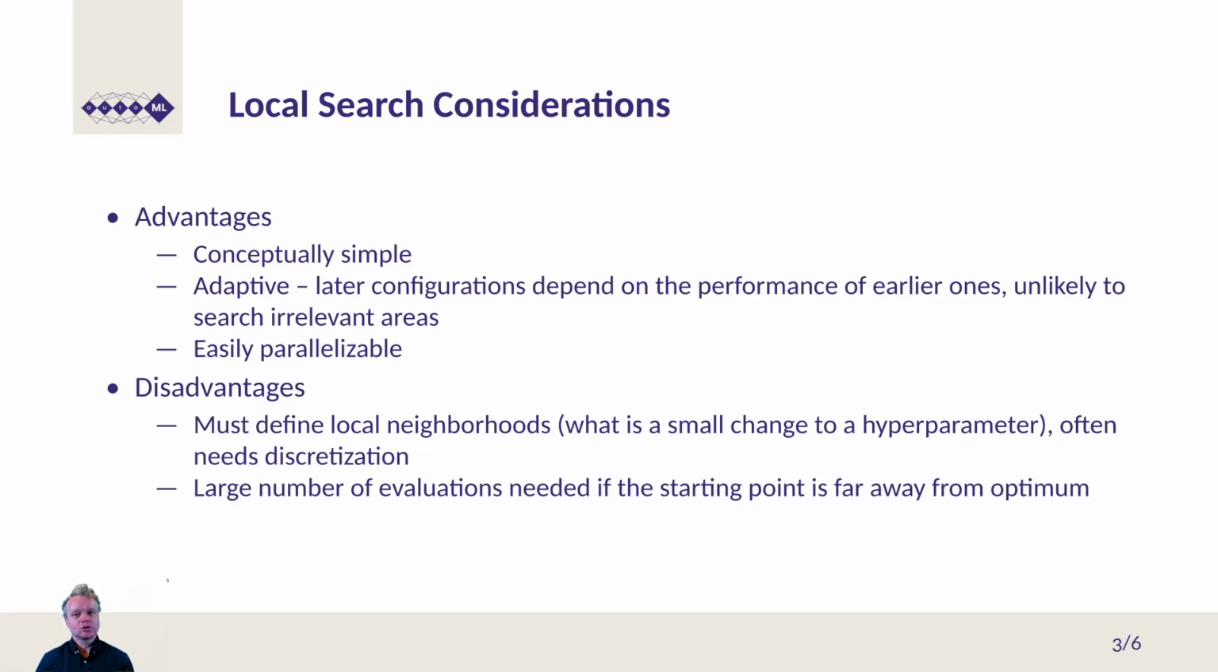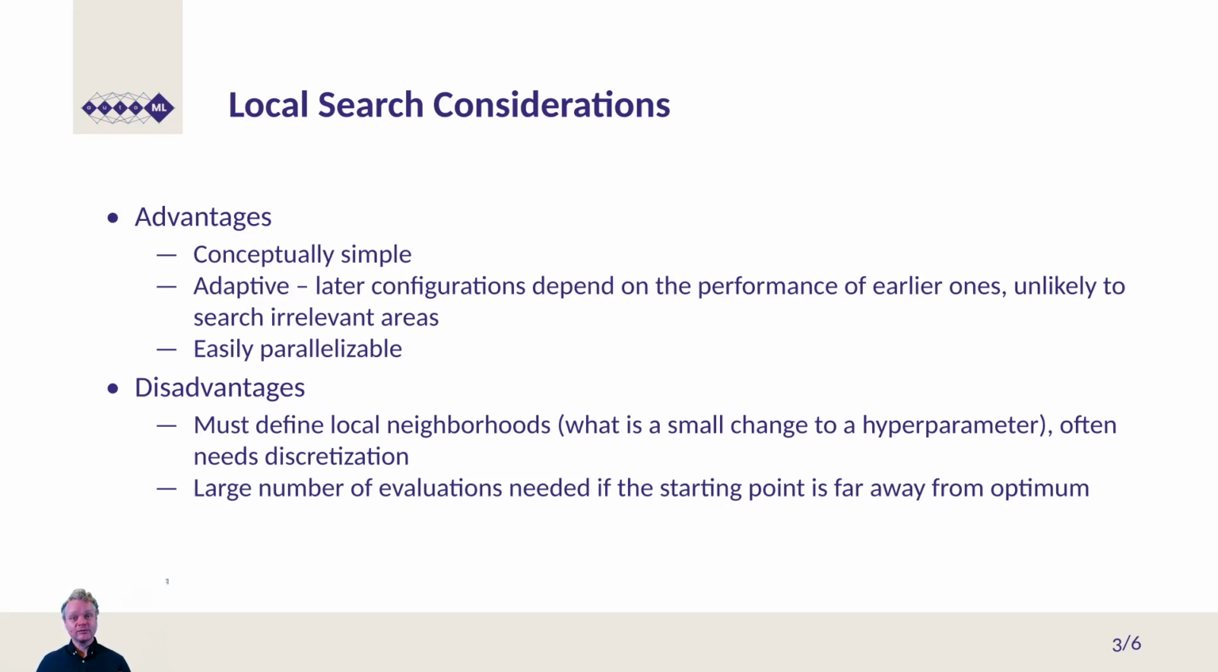The advantages of local search include that it is conceptually quite simple. It makes sense, right? This is what you would do as a human, and as I have mentioned, it is adaptive. The later configurations depend on the performance of the earlier ones, and we're not as likely to search irrelevant areas as we are for random search and grid search, for example.